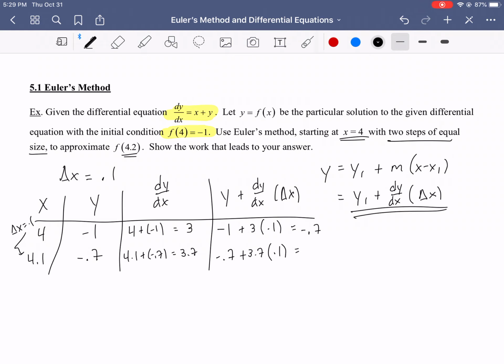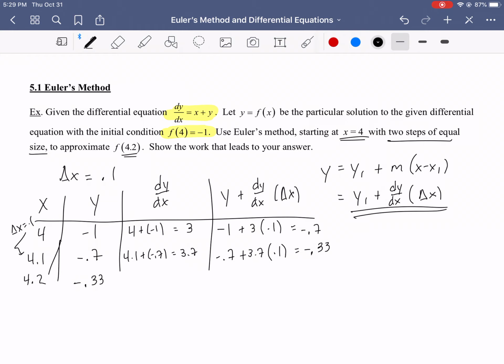And so you can go ahead and use the calculator there. I'm going to pop my calculator open and just calculate that real quick. Hopefully type it in right. So -0.7 plus 3.7 times 0.1, and I got -0.33. And so that's the new y-coordinate now, -0.33. And my new x-coordinate, after I take another step of 0.1, is going to be 4.2.